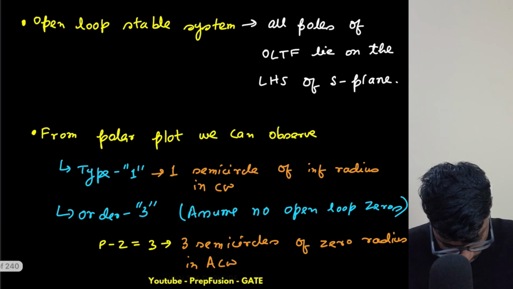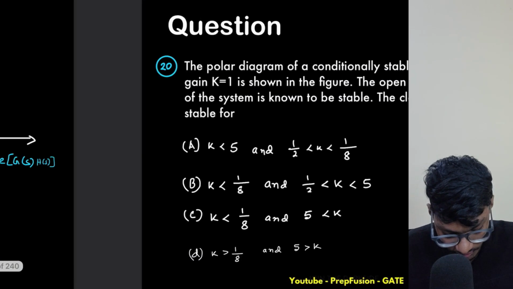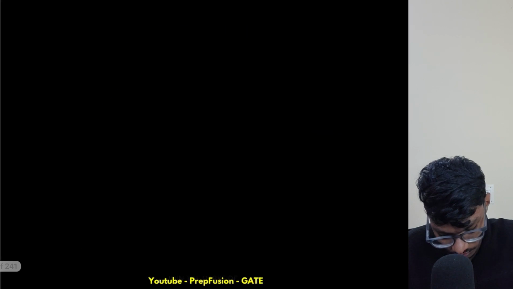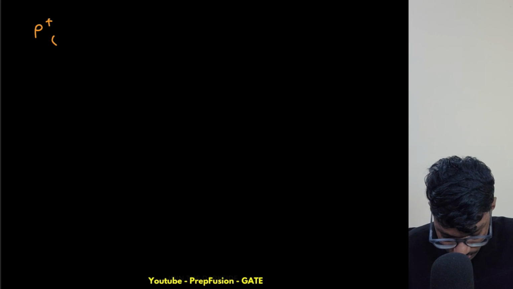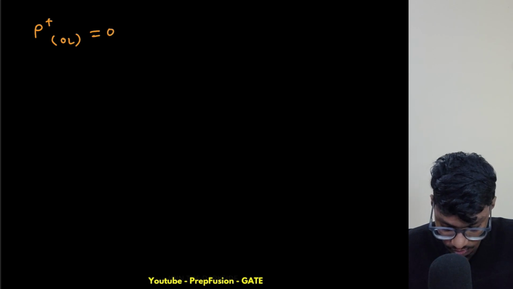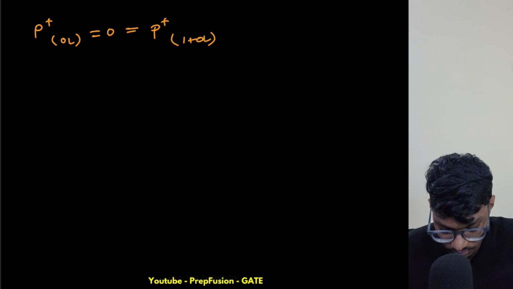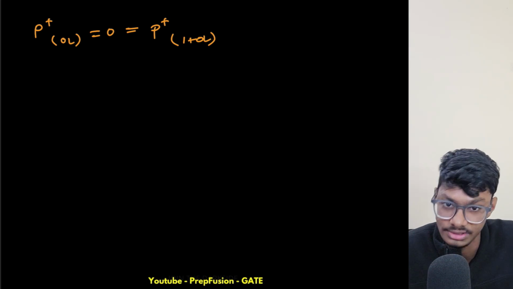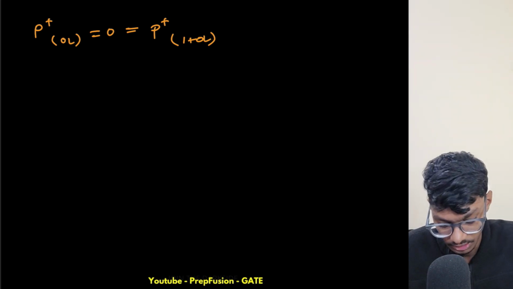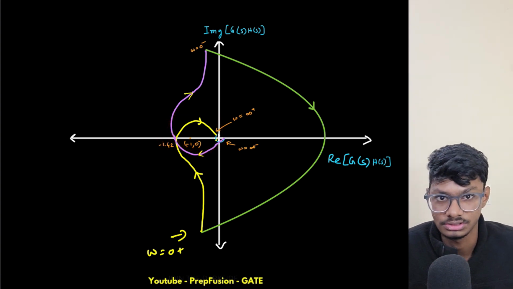Obviously, they are asking about the stability, right? So what information do we know? We know that P plus of OL equals 0, which equals P plus of 1 by OL, right? Now obviously we have to comment about the stability, so we have to find Z plus of 1 plus OL. We have to find the encirclements around the minus 1 comma 0 point for stability basically.